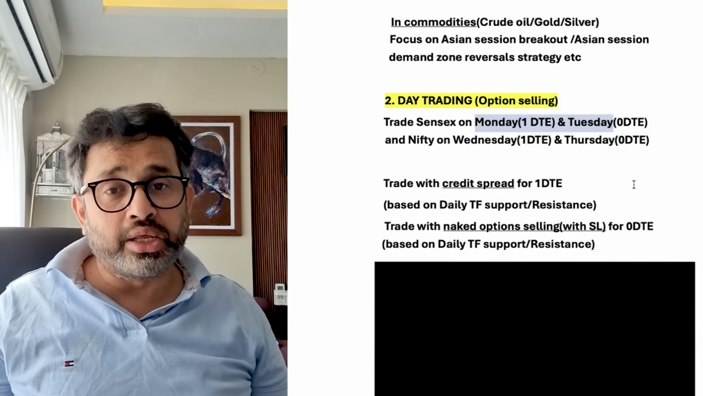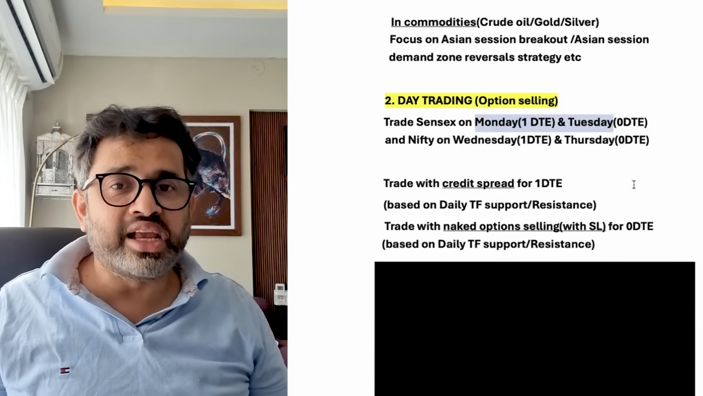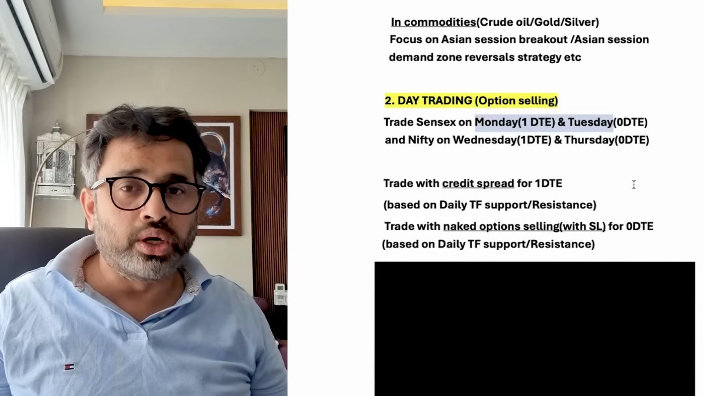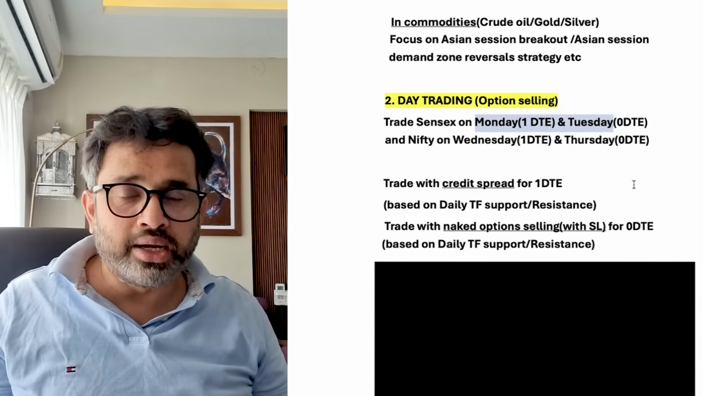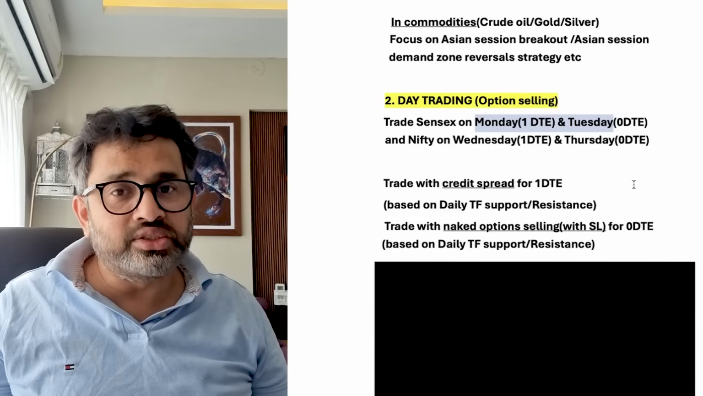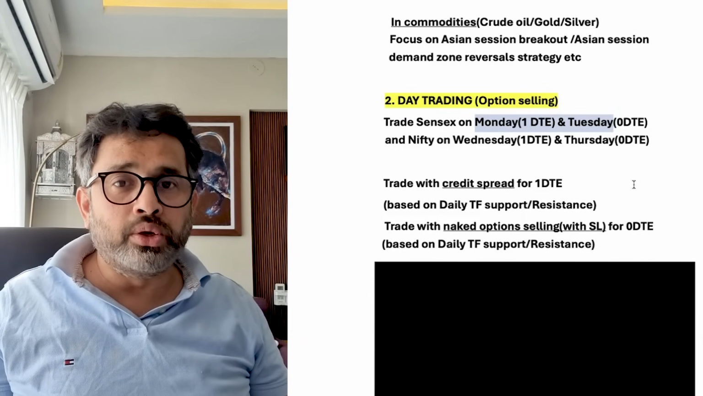Why 1 day to expiry? It is also one of the best ways to trade for expiry traders, because as an expiry date trader or option seller, what do you want? You want two things. One is theta decay, another one is high premium, right? On expiry day, that is 0 day to expiry, you will get good theta decay, but premium will not be good, right?